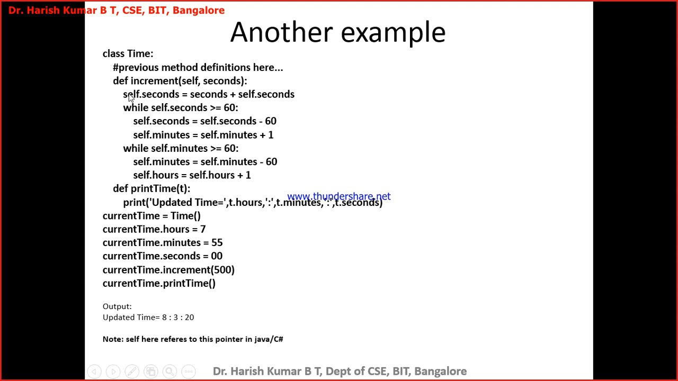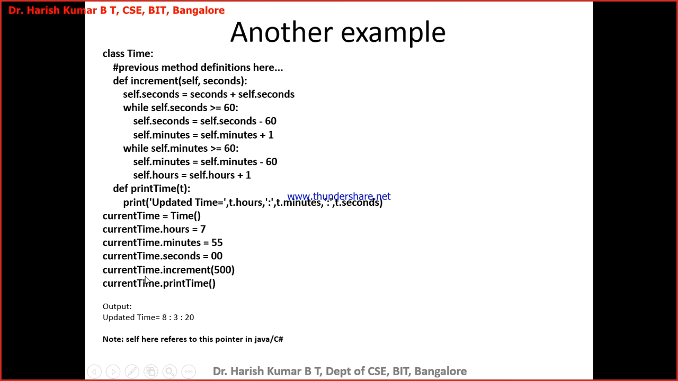Just outside the definition of the class time, I am creating an instance of the time class with the name current time, and I am assigning the hours, minutes and seconds here. Now I just want to increment the current time by 500 seconds. So what I am doing is current time dot increment, invoking the execution of increment on current time by passing 500.